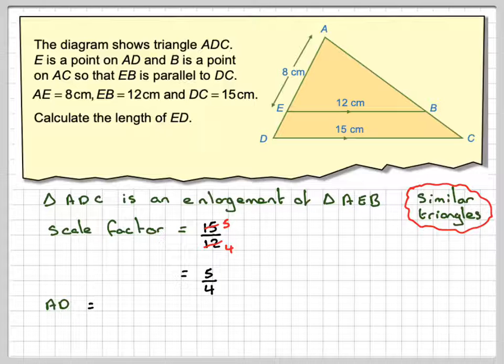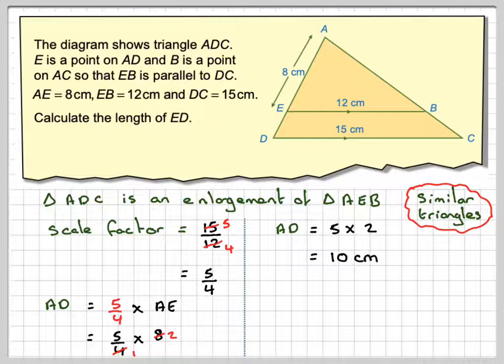Now, AD, this length here, is going to be 5 over 4 of length AE, because that's the scale factor of the enlargement, because this length here will increase by 5 over 4. So if we work out 5 over 4 times 8, 4 goes into 8 2 times, and therefore 5 times 2 will be equal to 10 centimetres.